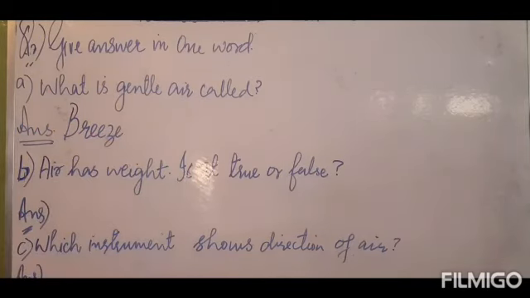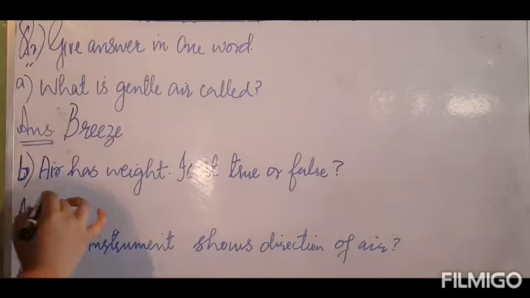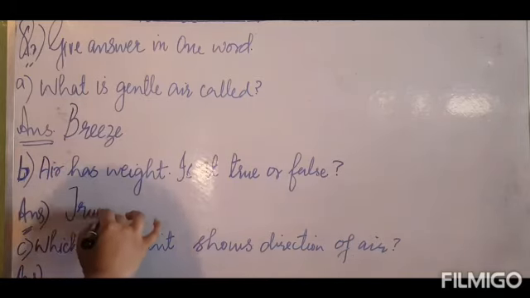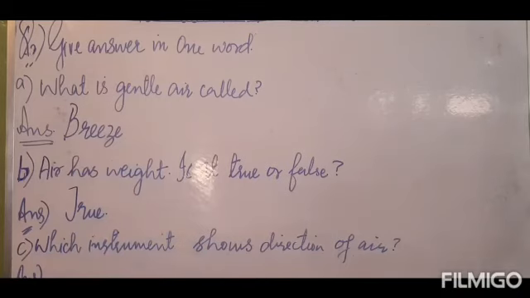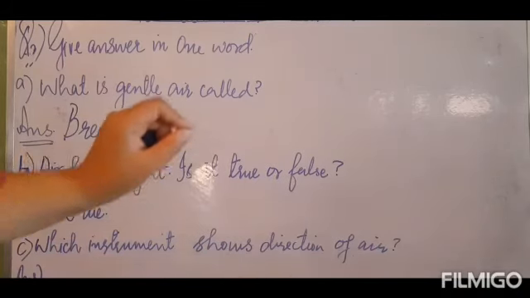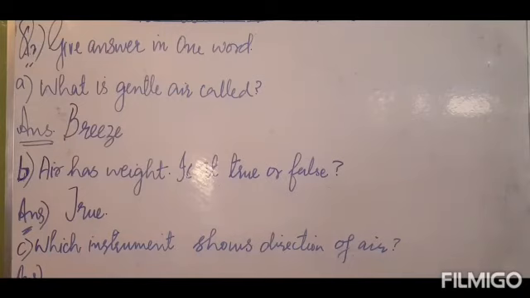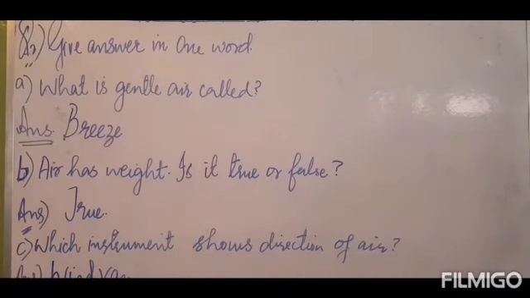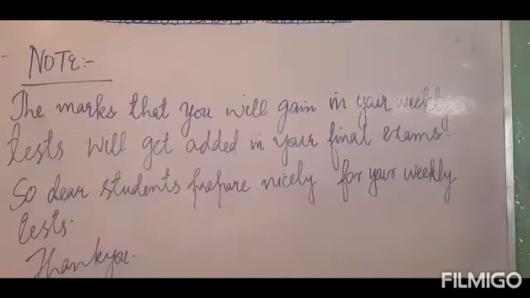Air has weight. Is it true or false? You have to say whether this statement is correct or incorrect. It is correct. It means it's true. So here you will write true. Got it? Now third question is, which instrument shows the direction of air? What is the instrument which shows the direction of the air? Wind vane. Exactly. So here you will write wind vane. Got it? This is how your question paper will be for your upcoming weekly test.